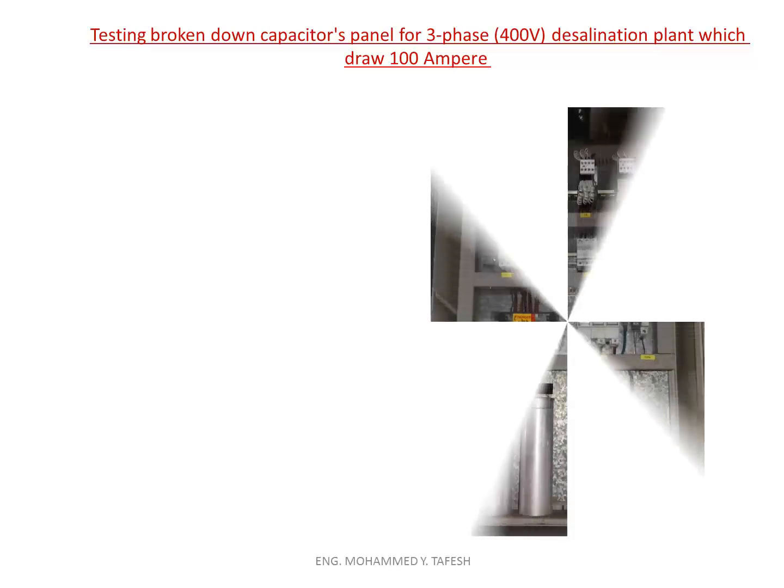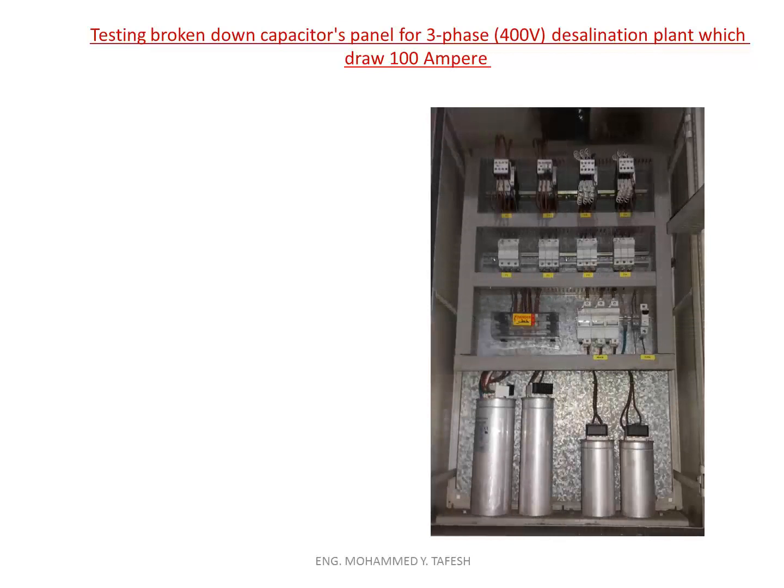Now you are welcome back to the testing and breakdown of the capacitor panel for a 3-phase 400 volt desalination plant which draws 100 ampere. Now I'm going to discuss and explain a very important panel which consists of a set of capacitors for a desalination plant. As you see here in the picture, you can see contactors, circuit breakers, and also capacitors, and they are each combined and connected with each other to do the task.